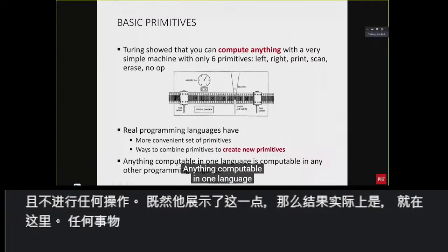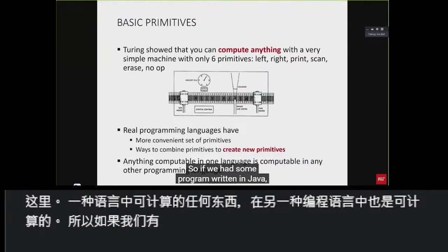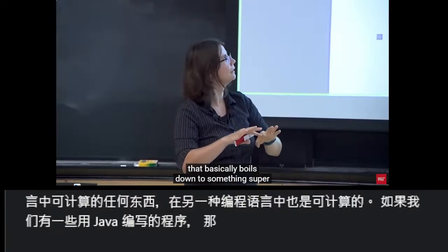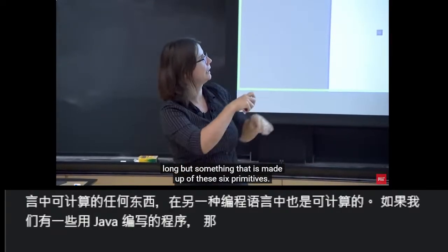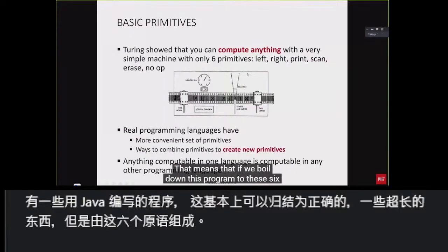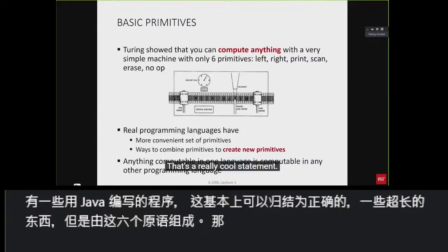Anything computable in one language is computable in any other programming language. So if we had some program written in Java that basically boils down to something super long, but made up of these 6 primitives, that means that if we boil down this program to these 6 primitives, we can build back up the same program in a completely different language. And that's really powerful. That's a really cool statement.